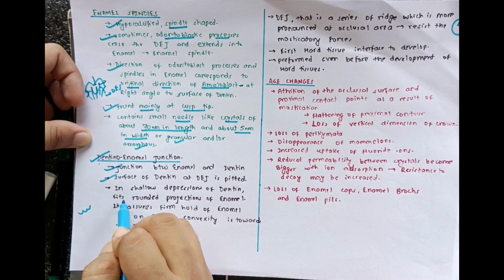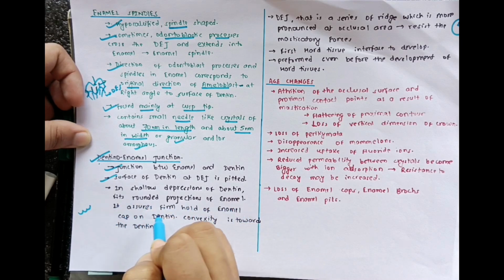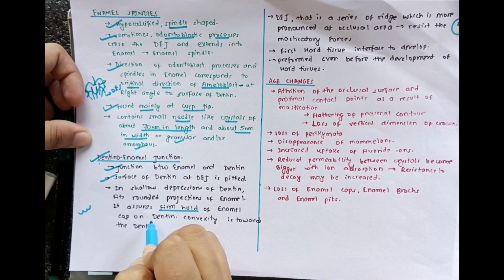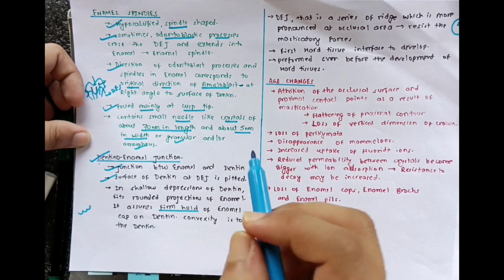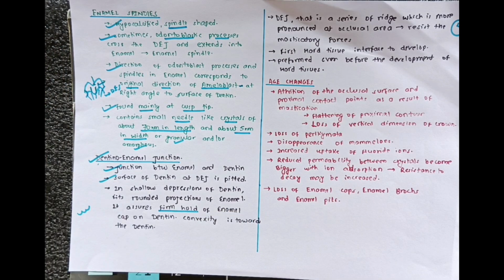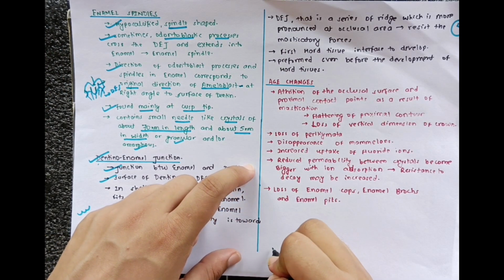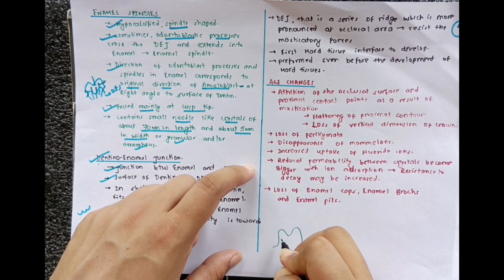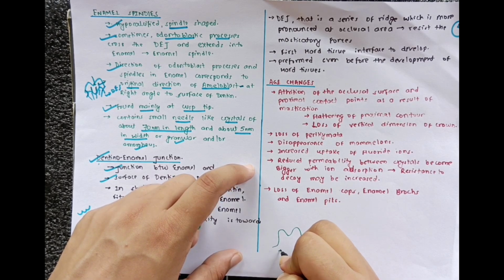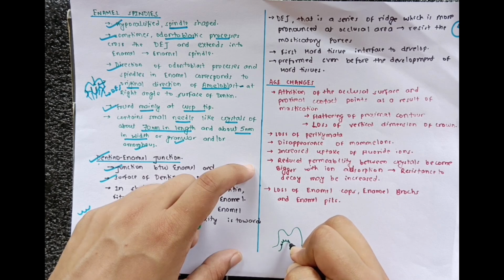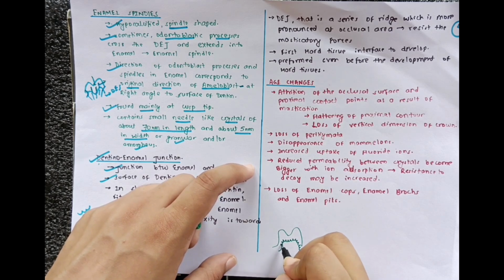Now the shallow depressions of the dentin fit the rounded projections of the enamel, which assure the firm hold of the enamel cap on the dentin. Convexity is towards the dentin. This point is important and I will explain it properly. Just think this is an enamel surface, and this is the dentino-enamel junction.